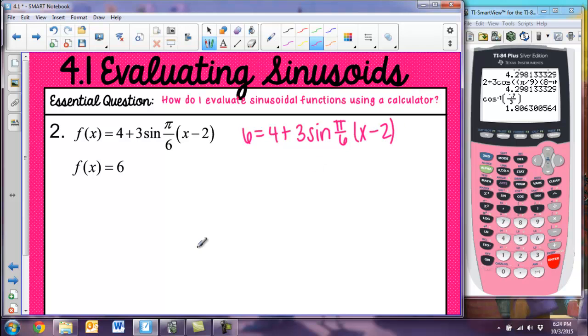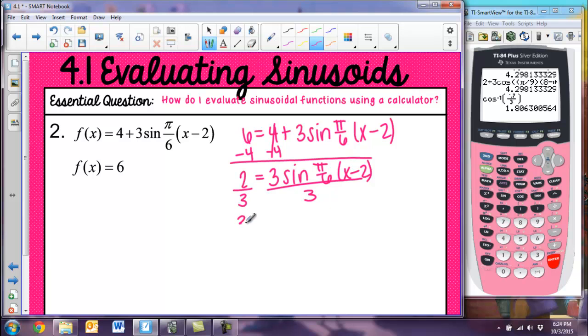And now I need to get my trig function alone. So in this case, it's a sine function. So I'm going to subtract 4 from both sides. That gets me to equals positive 3 sine of pi over 6 x minus 2. Then I'm going to divide both sides by the number in front of the trig function. So I get 2/3 equals that entire trig function.